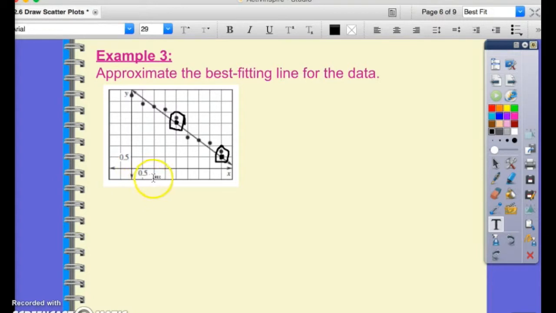So this is 0.5, 1, 1.5, 2, 2.5, 3, 3.5, 4. All right, so we go 0.5, 1, 1.5. So this is 2, comma, 1.5. The first point on the left I'll do first. It's 2, comma, 2. And then my second point, double check it, is 4, comma, 0.5.